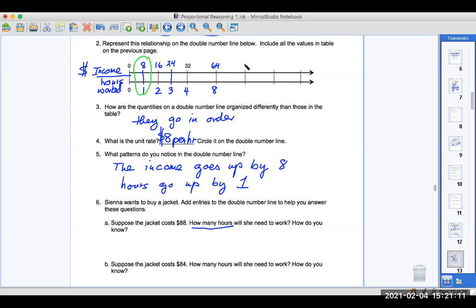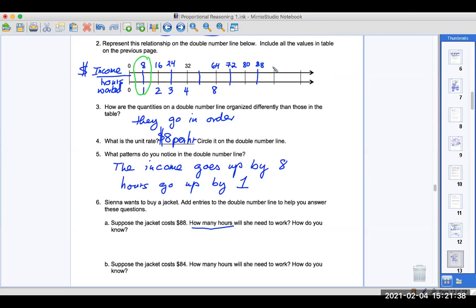If we go up by 8, that would be 72. Then the next one. See, the spaces aren't right. I have to be honest, this won't work. So I'm going to make sure my spaces are equal: 72, 80, and then 88.